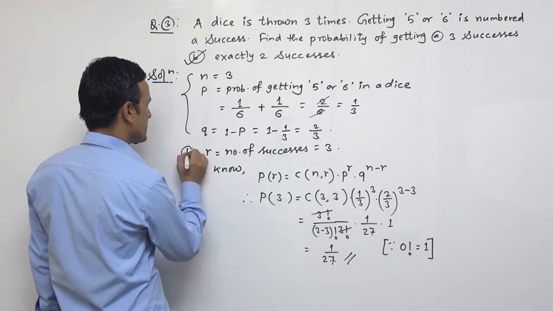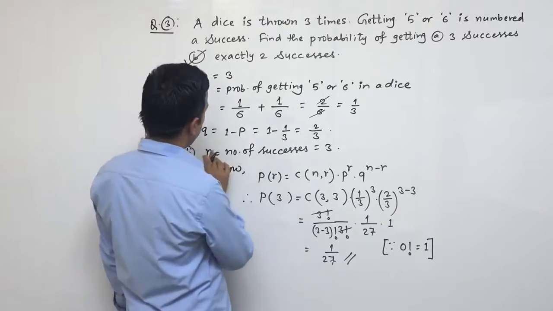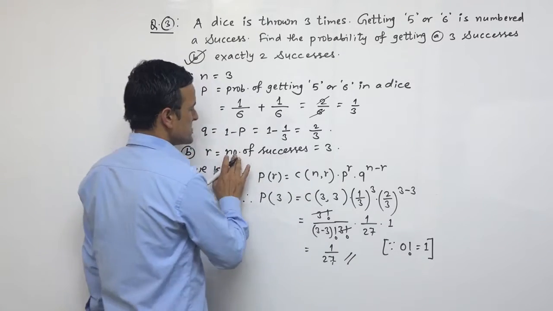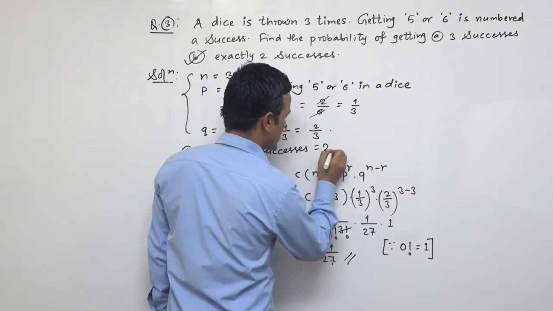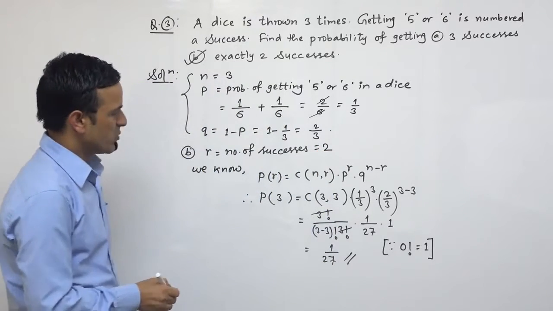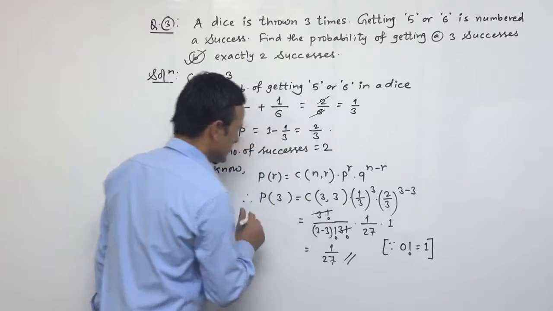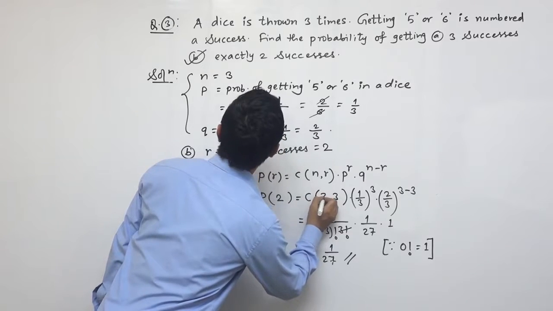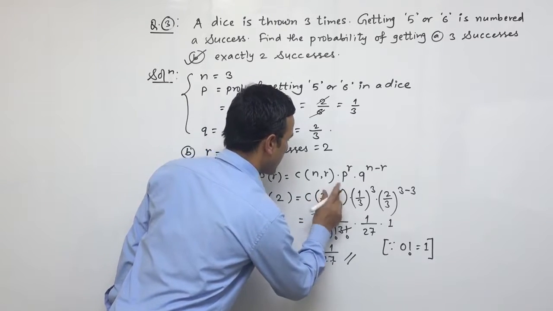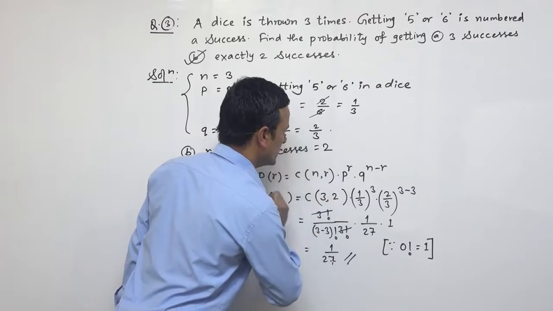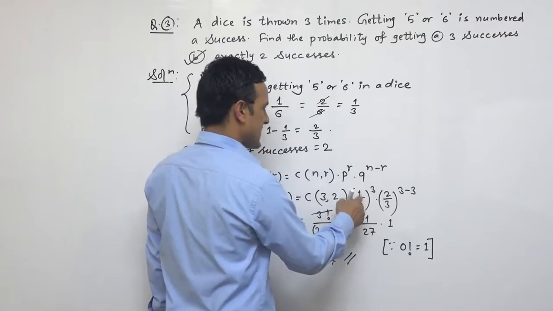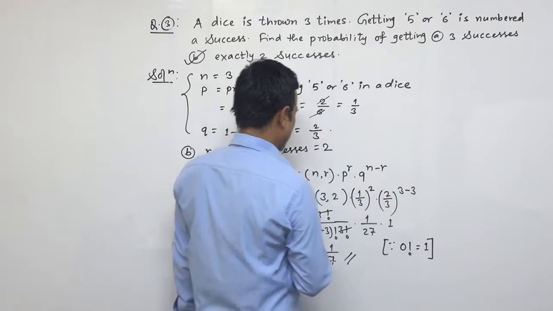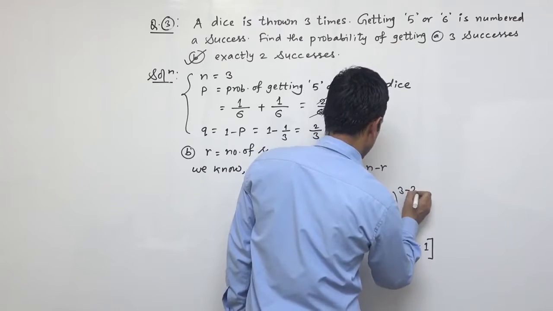So write down the question number B, and the value of R is 2. N, P and Q are exactly the same. So the number of successes now is 2, so we can use the same formula again. Write down 2 over here. N is 3, C(N, R). R we have to write as 2, and the value of P is the same, but the value of R is 2. Then here it is also 3 minus 2.